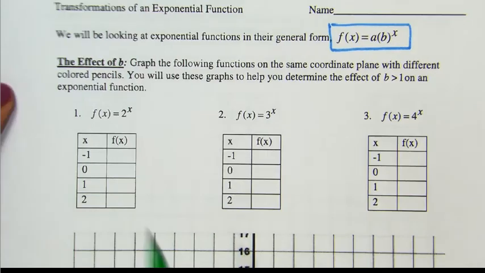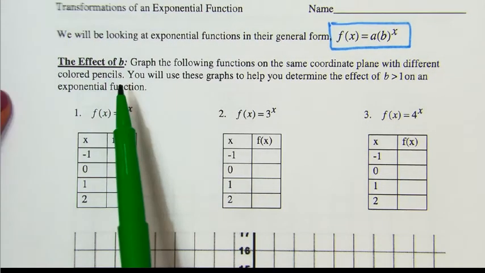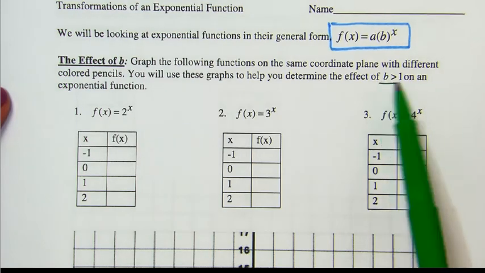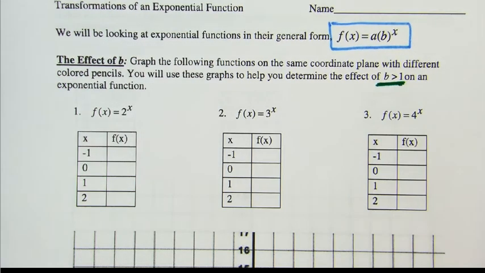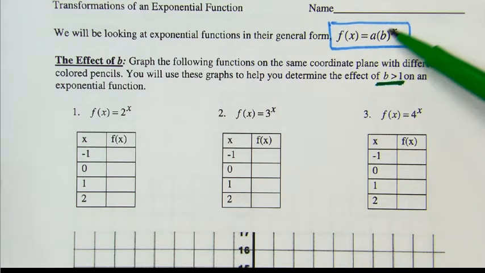So we want to find the effect of b in this first section. Graph the functions with different colored pencils. You'll use the graph to determine the effect of b greater than 1 on an exponential function. So we're going to be looking at what happens when the b is greater than 1. And remember, our b is the number that's the base of the exponent.